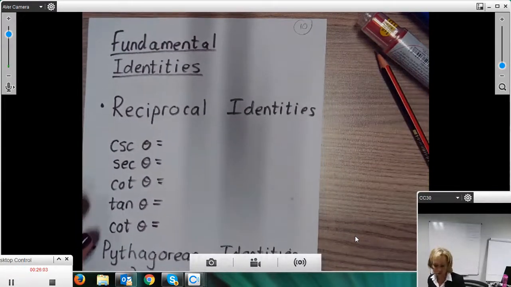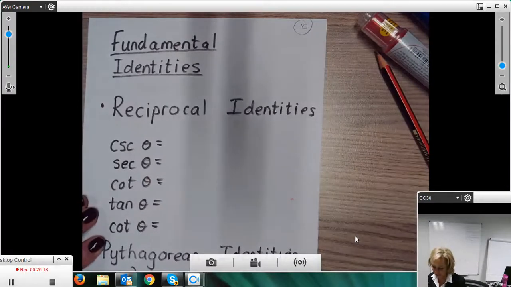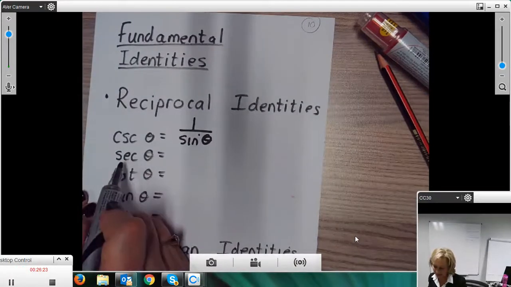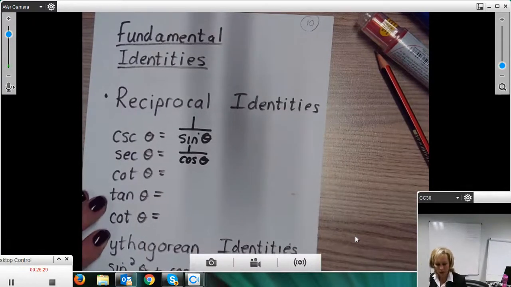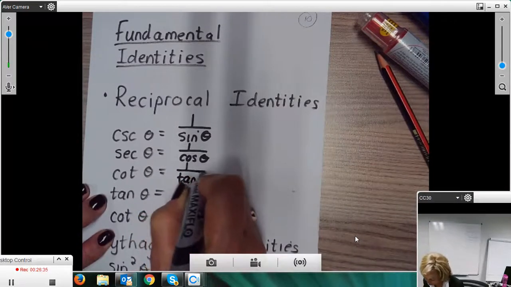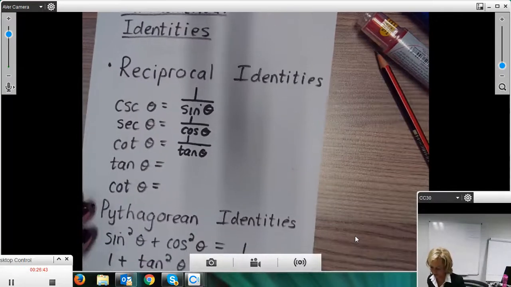Lastly, I just want to move on to the fundamental identities. As I said earlier, this is work that needs to be memorized. The reciprocal identities: cosec, remember cosec is the reciprocal of sine. So cosec is 1 over sine. Sec is the reciprocal of cos. So sec is 1 over cos. Cot is the reciprocal of tan. Please do not use the word inverse. Cot is not the inverse of tan. Reciprocals and inverses are two entirely fundamentally different concepts in mathematics.